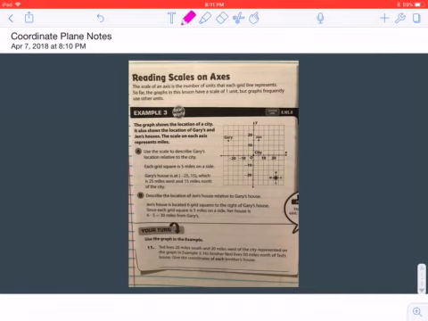So, the scale of an axis, and I'm going to highlight this, I want you to do it as well. The scale of an axis is the number of units that each grid line represents. So what does that mean, Ms. Collins?